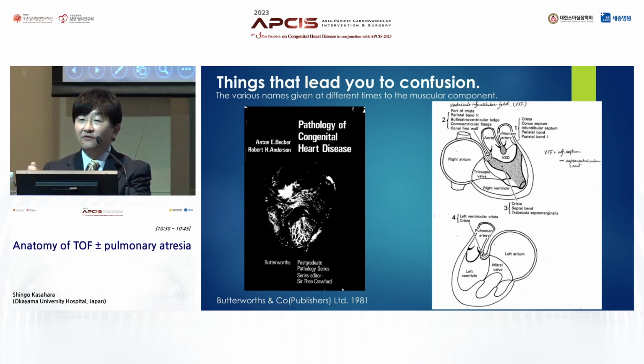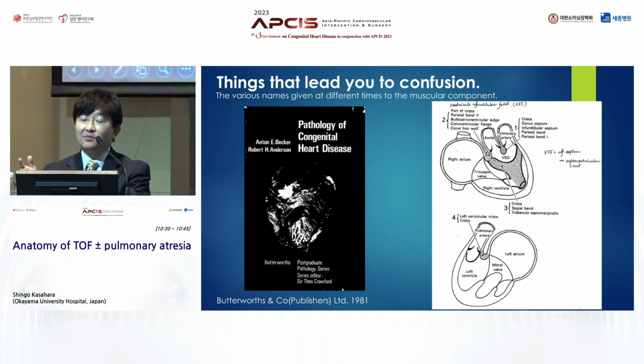Things that lead to confusion are a lot of problems. Do you know this black-label textbook? This one is Pathology of Congenital Heart Disease, published by Dr. Anton Becker and Bob Anderson in 1981. This is very, very confusing for surgeons and cardiologists. What is the cluster? What is the supraventricular crest? And also the conus. What is a conus? Various names have been given at different times to the muscular component.